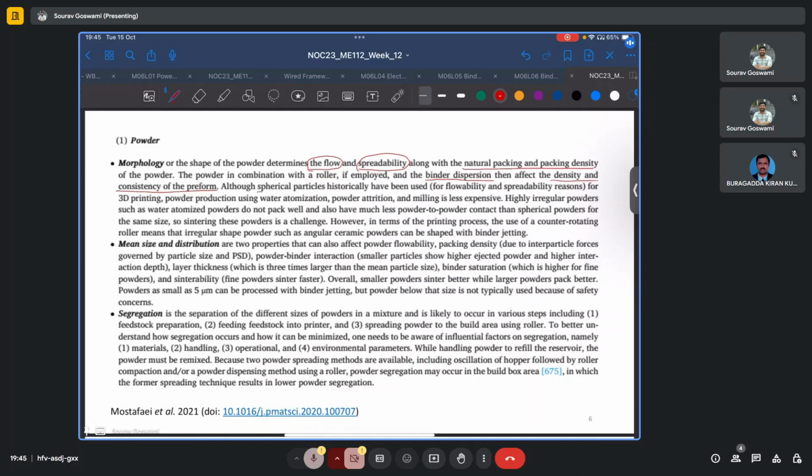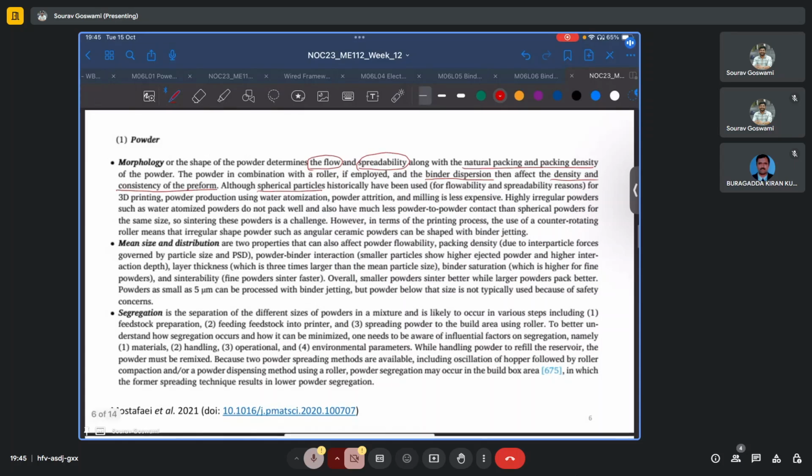And while spherical particles have been historically used for flowability and spreadability reasons, powder production using water atomization, powder attrition or pulverization and milling is less expensive and so can also be explored. Highly irregular powders, such as water atomized powder, do not pack well and have much less powder to powder contact, which can lead to higher resistances, thereby making the sintering of these powders a challenge.